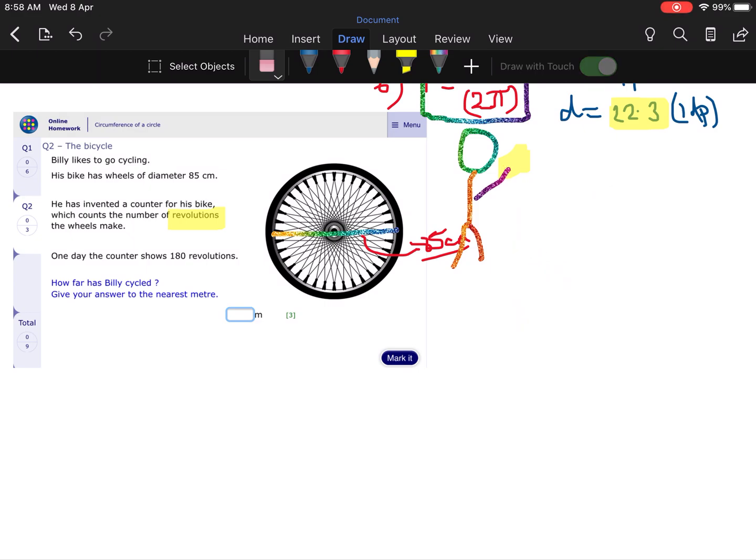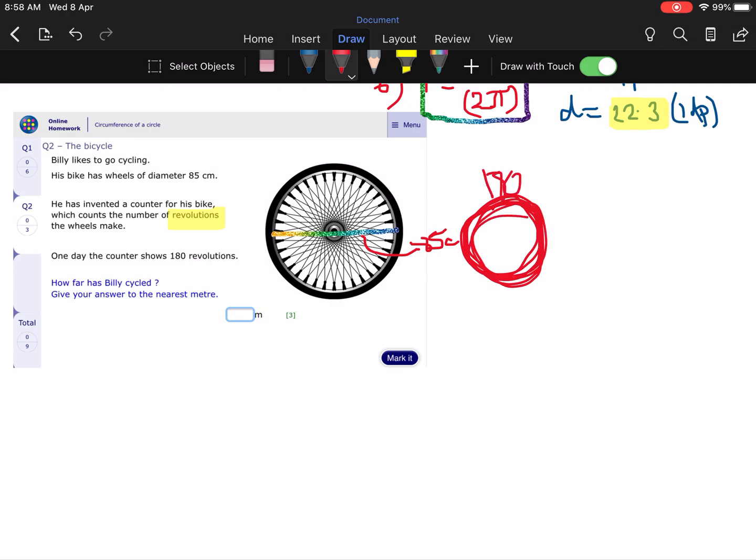The wheel goes round and round, and he's going to count how many times. So one day the counter shows 180 revolutions. He was out cycling his bike, and the wheel went round and round 180 times. Okay, 180 revolutions. How far has Billy cycled? Give your answer to the nearest meter.